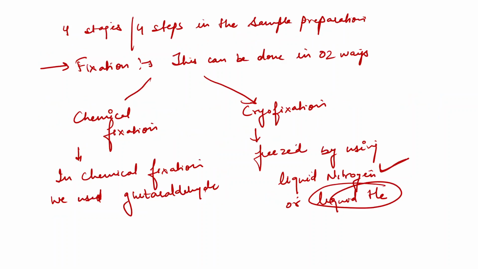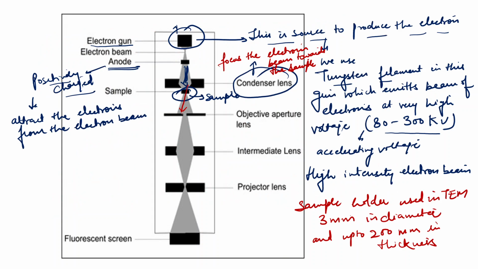After sample preparation, we are moving to the instrumentation part. The sample is placed in the sample holder. Now electron beams strike the sample and pass through it. The transmitted electrons from the sample will now go to the objective aperture lens.